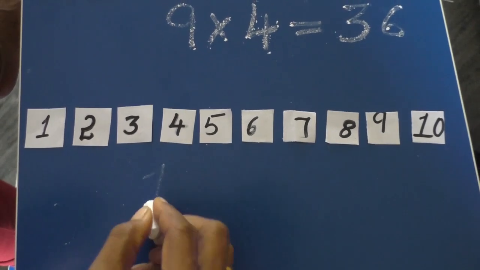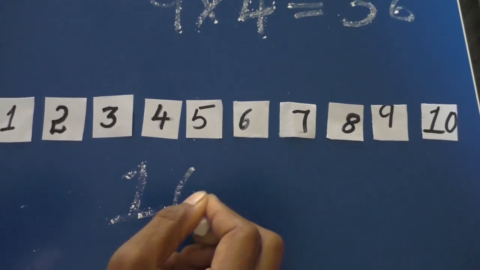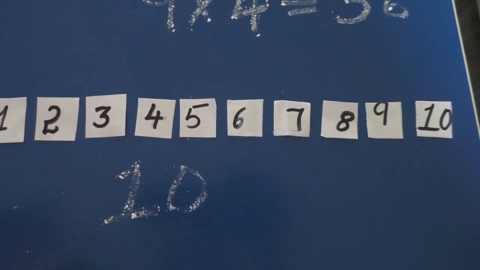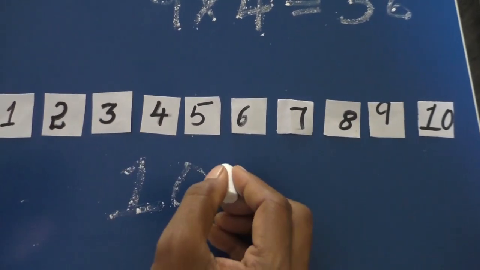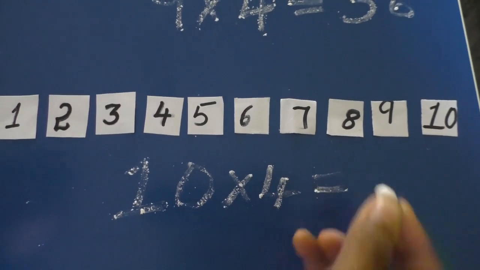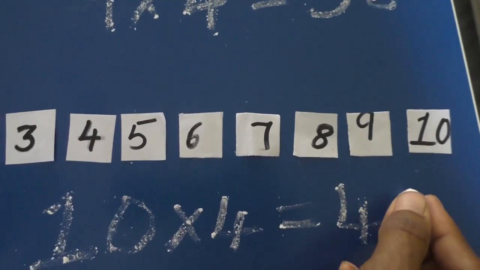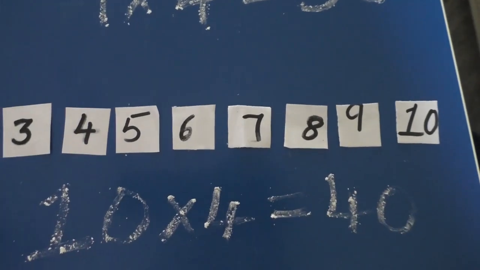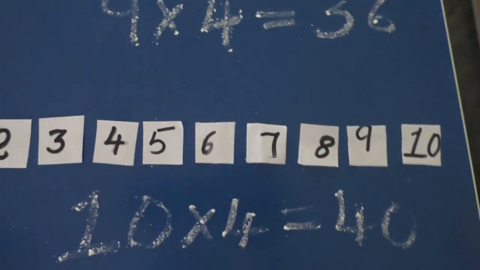So our next group is 10. So we have 10 squares with 4 sides each. So we write 10 into 4, 40. So 10 into 4 is 40. So our table for 4 is done.